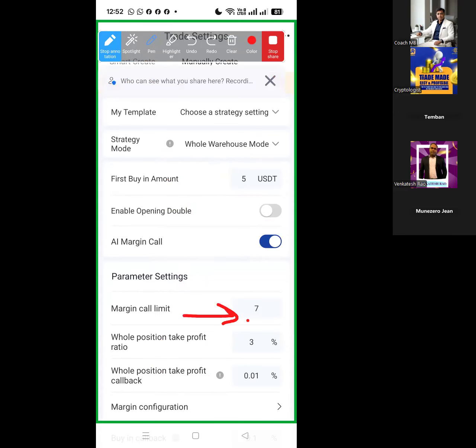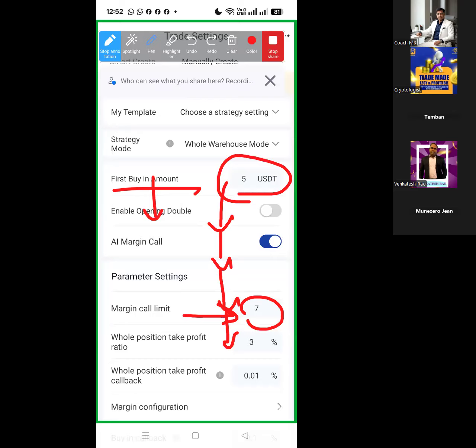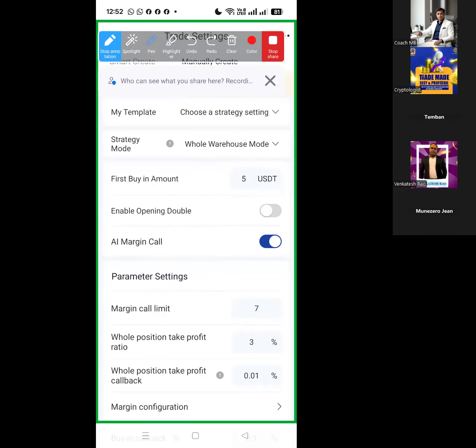Here we have a margin call limit. How many times do you want the robot to buy for you after it has bought the first buy-in amount, right? So once you have started the trade, how much capital you want to invest, and how many calls you want to open. In each call, you must assign some drop also, how much drop you want to take, and how much capital you want to use in each margin call.